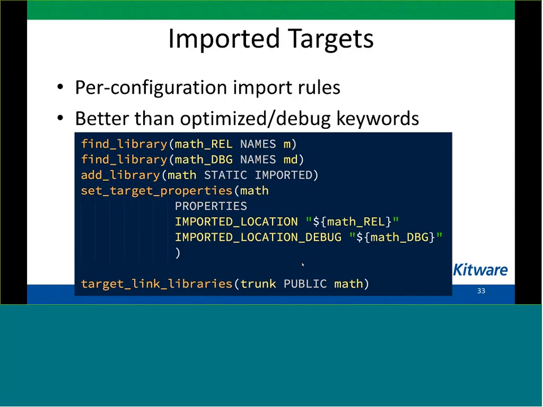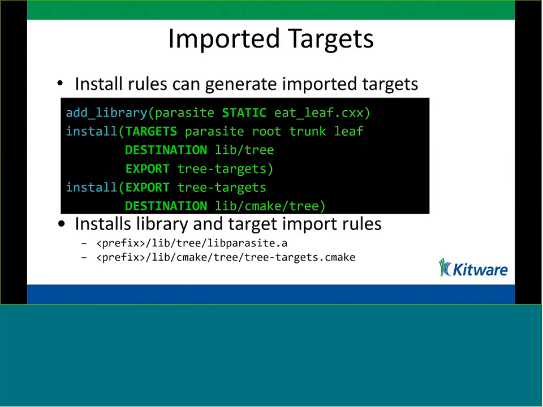But yet, when I compile this, if I'm building debug or release, it'll build the right version. So install rules: you can export targets out of CMake. Install rules can generate imported targets.